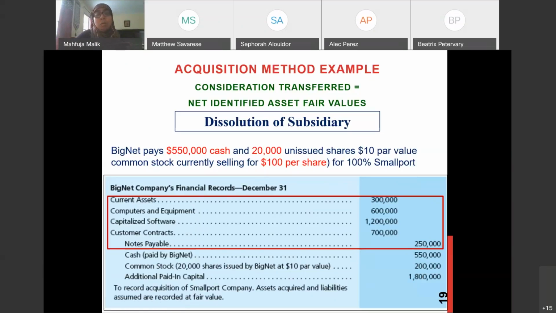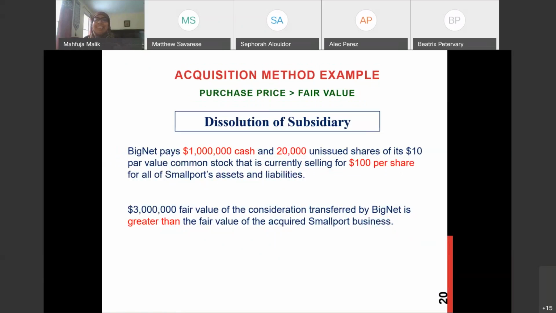So here, this example is great. Whatever they are acquiring, they are paying the same. Their net fair value is 2.55 million. They are paying in total, cash plus shares, 2.55 million. So we are good.